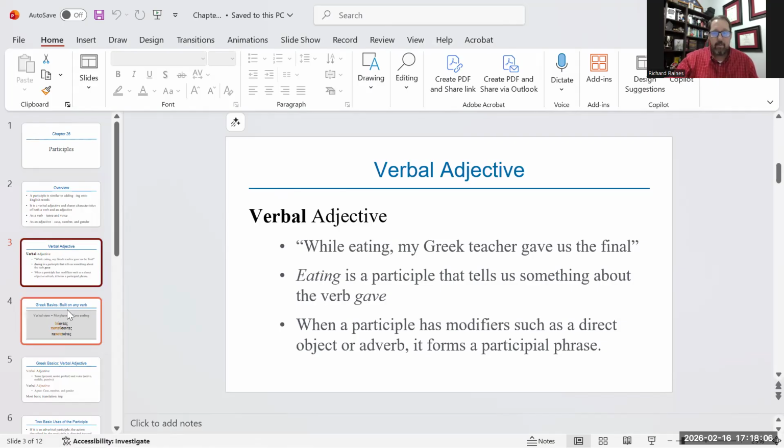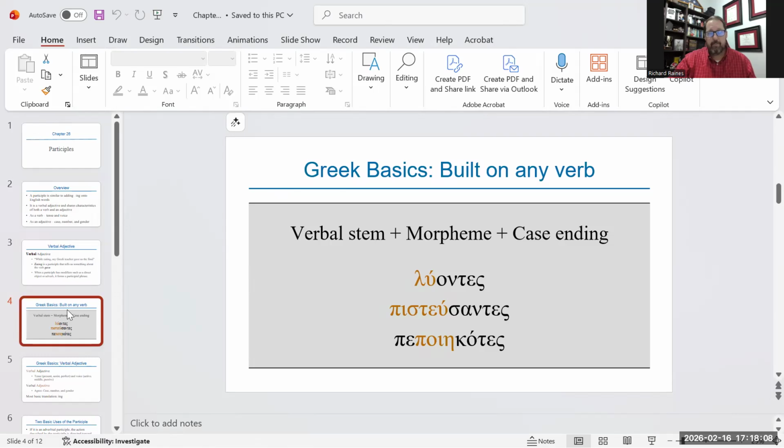When you're forming participles, you're going to have a verbal stem. In this case, the first one is luo, I lose, a morpheme, and we'll look at all of this later. You'll have a morpheme, and the morpheme is really what's going to help you identify the participle. You have the morpheme, and then you have the case ending.